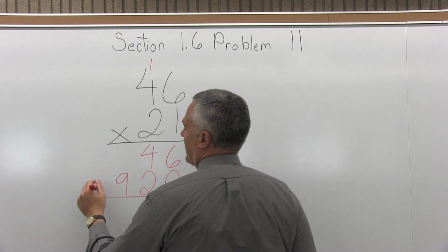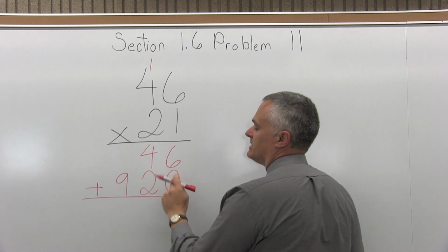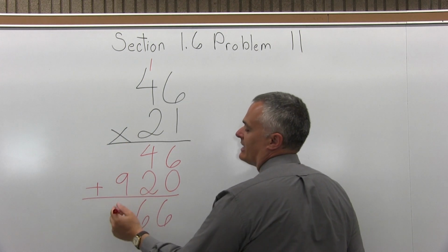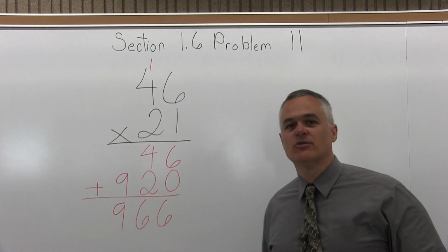Now that I've multiplied, I add the two rows together. 6 plus 0 is 6. 4 plus 2 is 6 again. Nothing plus 9 is 9. So the final answer is 966.